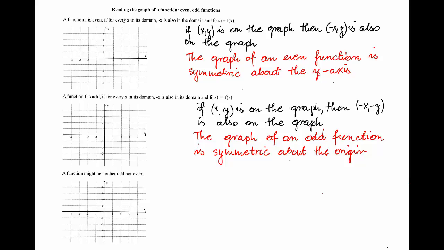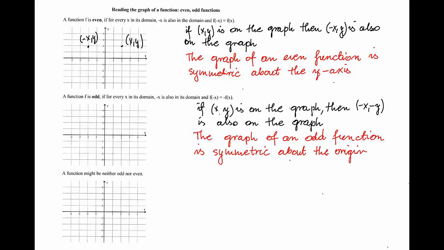The points (x, y) and (negative x, y) are symmetric with respect to the y-axis, and that means that the graph of an even function is going to be symmetric with respect to the y-axis. If this is my point (x, y), then the point symmetric with respect to the y-axis will be on the other side of the y-axis, the same distance from the y-axis, and this is the point (negative x, y).